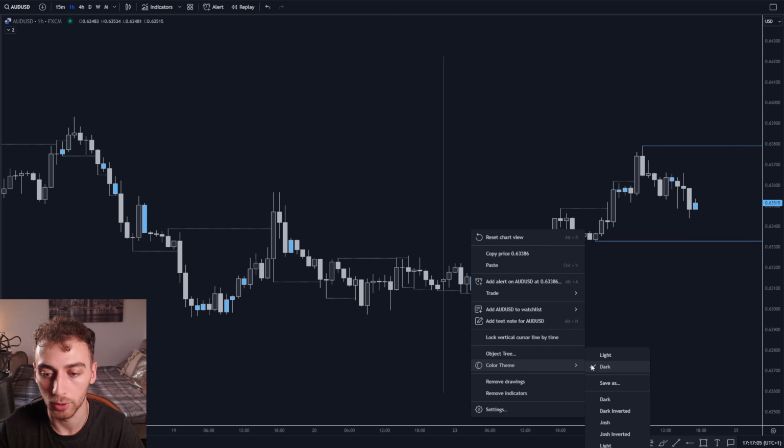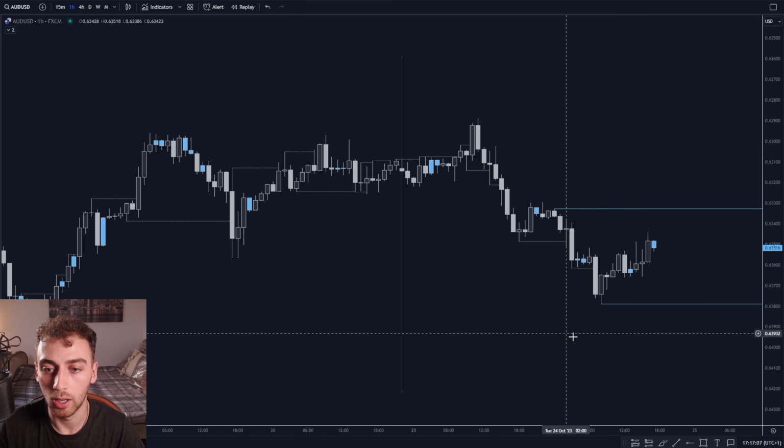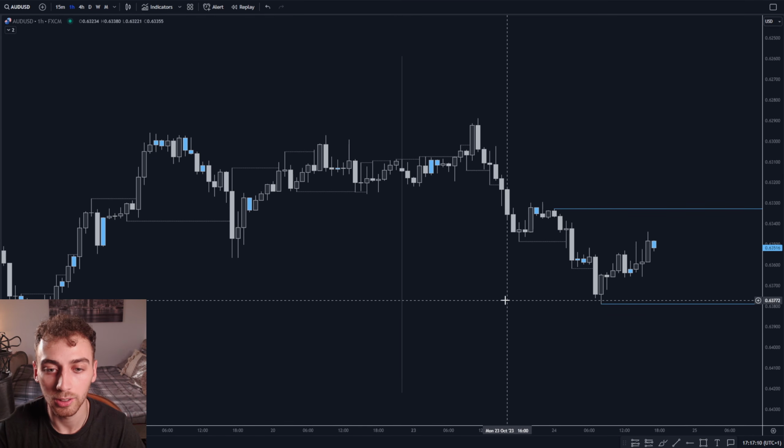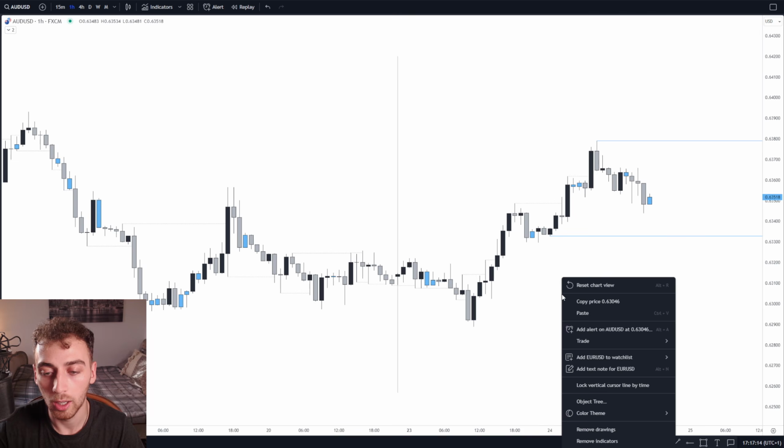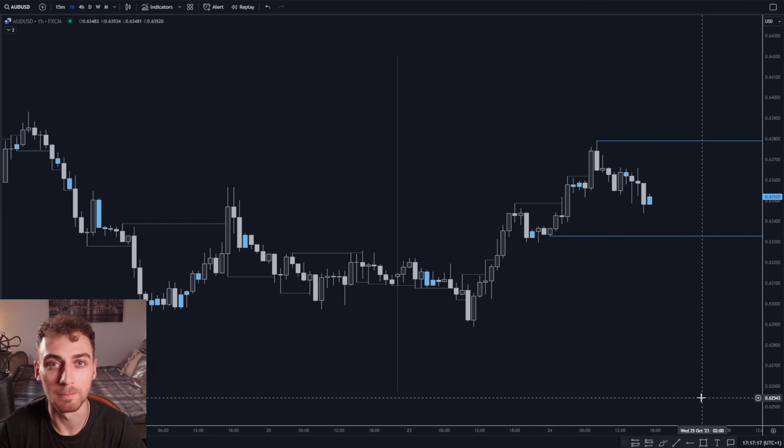So much easier. And you can set templates for everything. You can set a template for the color theme. For example, I've got a dark inverted color theme because sometimes it's easier to see buys and sells. I've got a light color theme. Set up templates for as many things as you can.